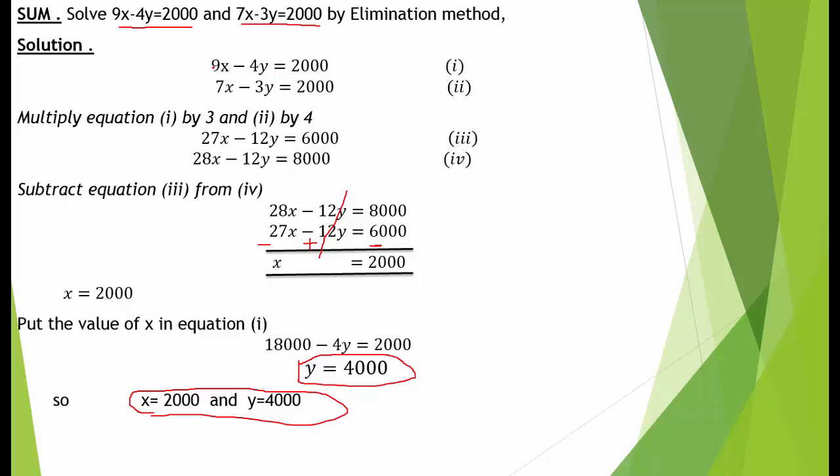Students, first compare the coefficients, and make any one coefficient equal. So how? Minus 4y, and in the second equation this is minus 3y. To make the coefficient equal, we will multiply the first with 3, so this will become minus 12y, and for the second, to make 12y we will multiply this equation with 4. Now solve this, we will get x equal to 1000, and put this value of x in either of the equations.